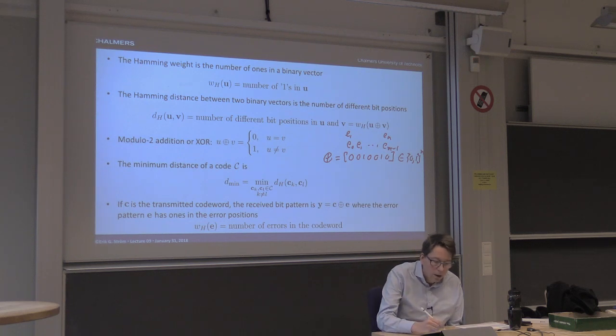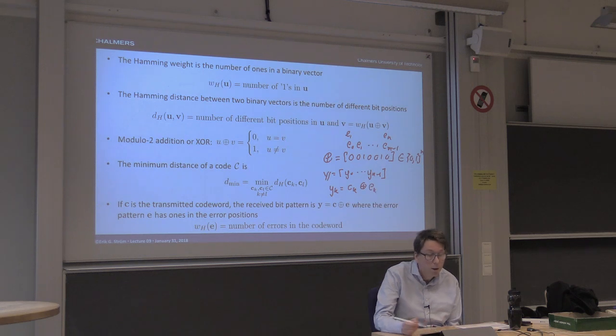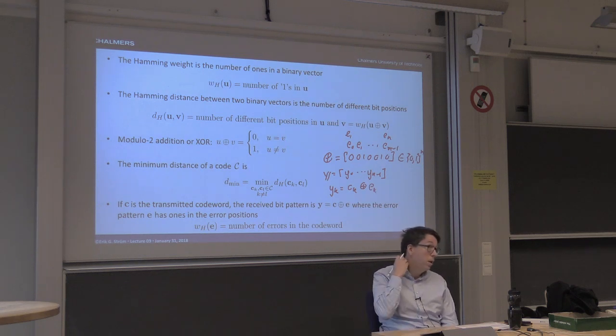All right, and then the Y vector is just Y0 up to Yn minus 1, where Yk, the kth of them, is just Ck, the transmitted code bit in the kth position, with modulo 2 addition of the kth element of the error pattern. So the weight of the error pattern or error vector is the number of errors in the code word.